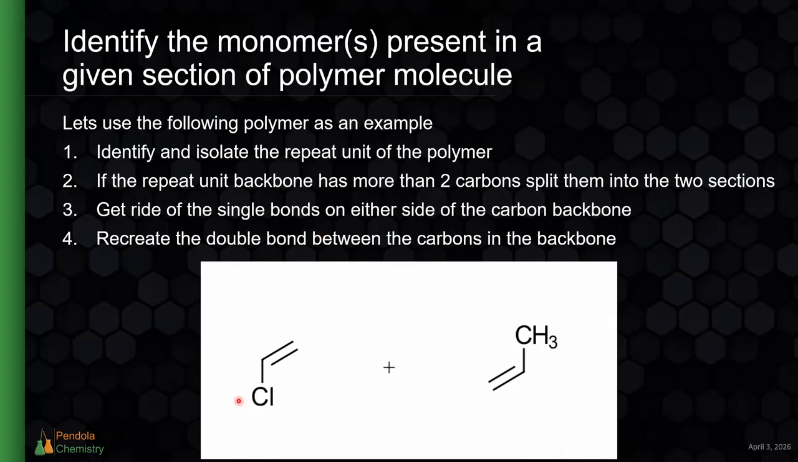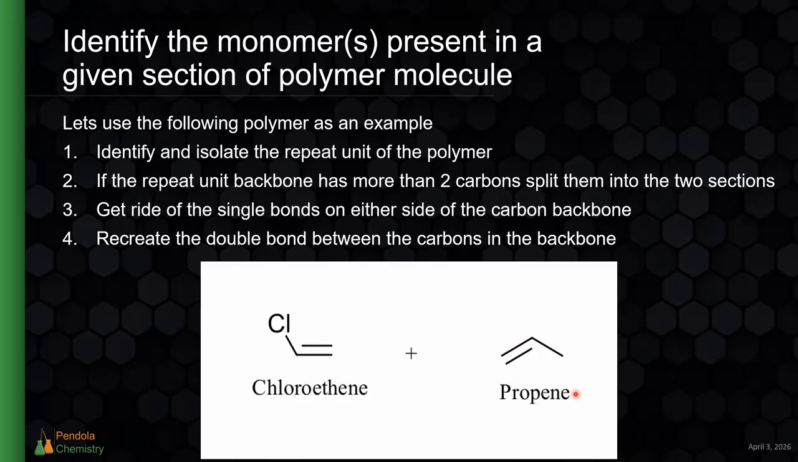We have our monomer on the left, which is 2 carbons, so it's ethene. So it's chloroethene. And then this one, which has 3 carbons, so this is propene. So you have chloroethene and propene as our monomers, alkenes. So obviously, if we only had 1 alkene monomer in our polymer, then we would do this, only we wouldn't have had to split up the 2 monomers in our repeat unit.